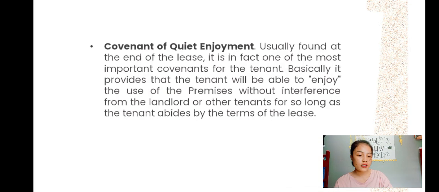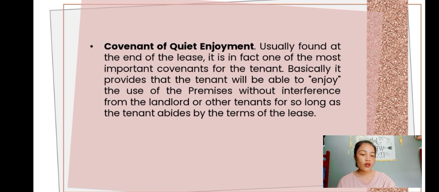So, next is covenant of quiet enjoyment. This section is usually found at the end of the list. It is in fact one of the most important covenants for the tenants. Basically, it provides that the tenant will be able to enjoy the use of the premises without interference from the landlord or other tenants for so long as the tenant abides by the terms of the lease.